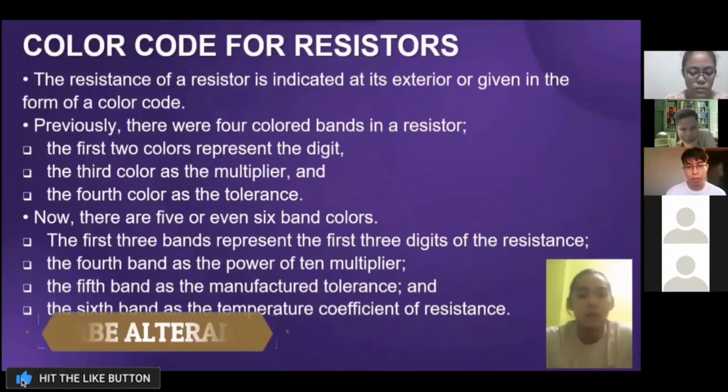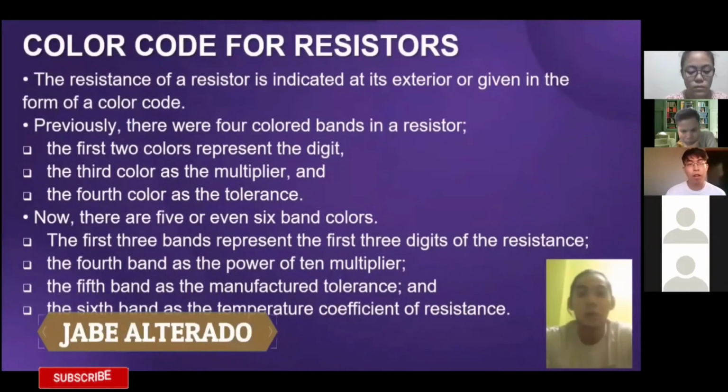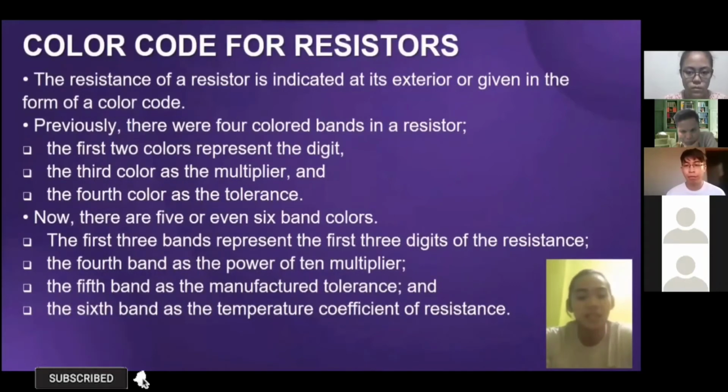Color code for resistor. The resistance of a resistor is indicated on its exterior in the form of a color code. Previously, there were 4 colored bands in a resistor. The first 2 colors represent the digits, the third color the multiplier, and the fourth color the tolerance. Now, there are 5 or even 6 color bands.